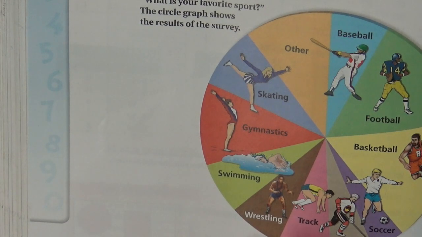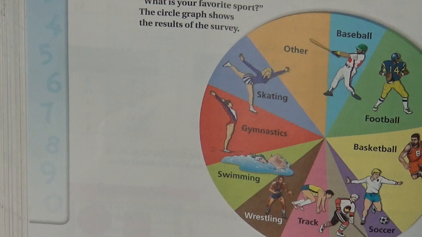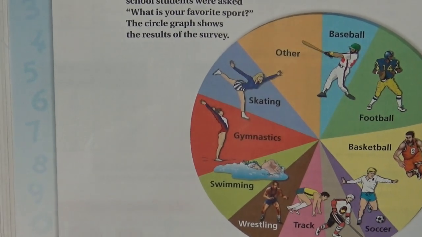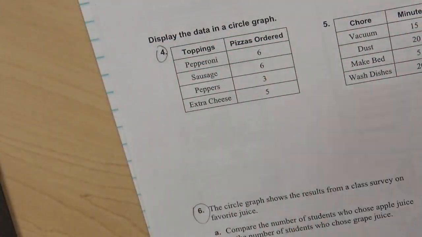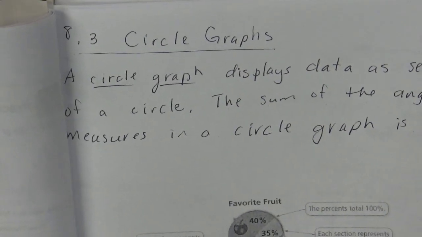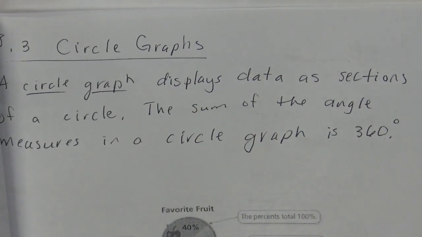All right, so we're going to be working with these. We're going to learn how to draw a circle graph and how to interpret them. So now at this point you should have your notes handy, and we're going to read together the 8.3 circle graph notes.